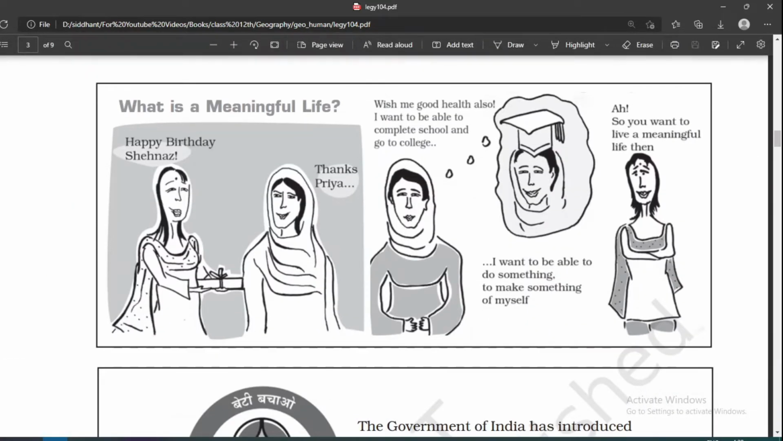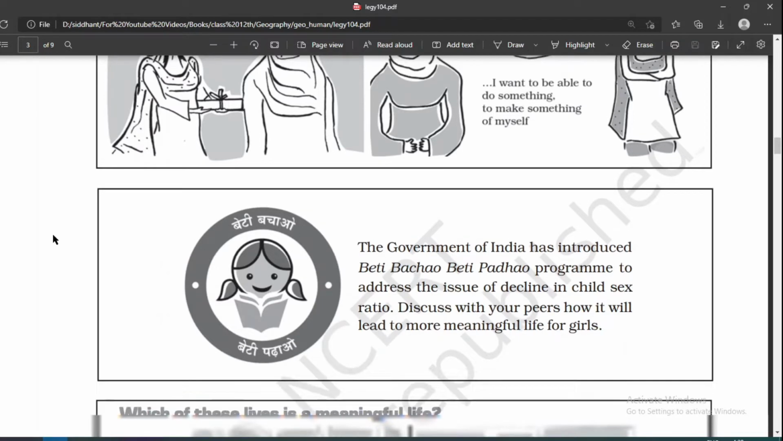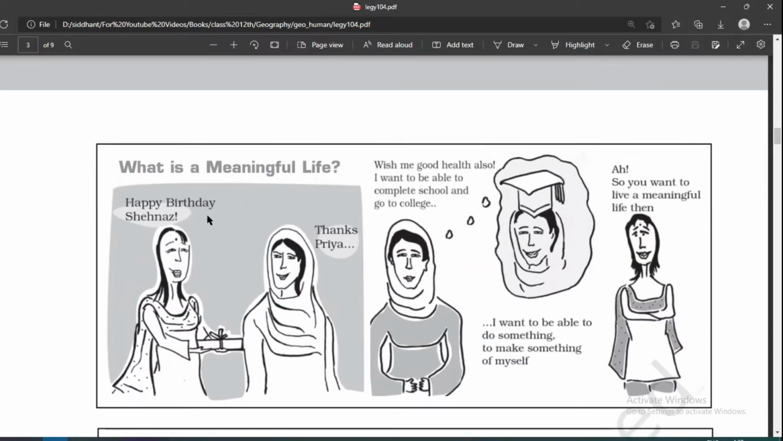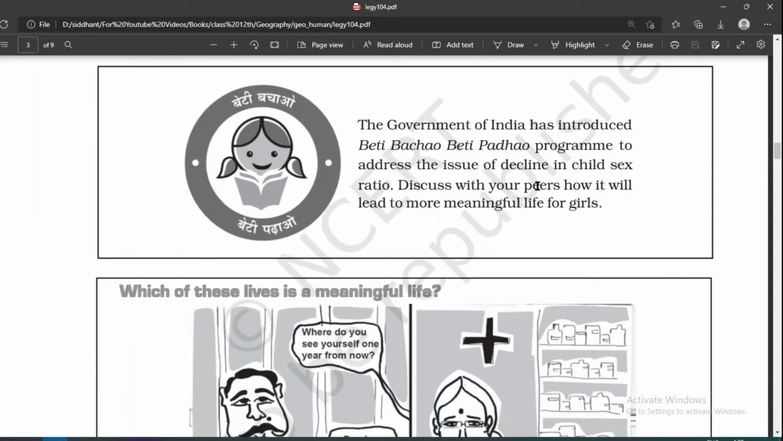What is a meaningful life? Here is a chart. Happy birthday Sejna. Thank you Pia. Wish me good health. Also I want to be able to complete school and go to college. I want to be able to do something to make something of myself. Oh, so you want to live a meaningful life? Then, here is this Beti Bachao, Beti Padhao.